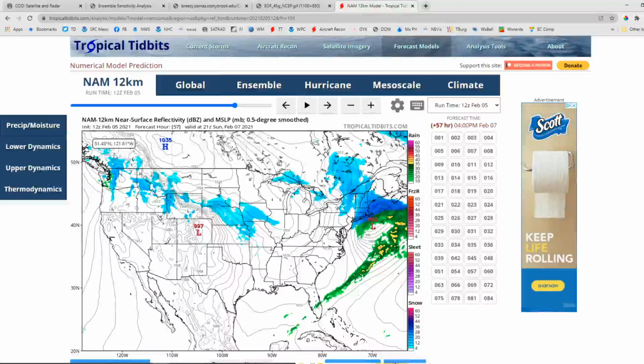This method is nowhere near perfect. There's a lot of subjectivity here, but I found it to be a useful tool in anticipating model trends in the medium range. That's it for now.